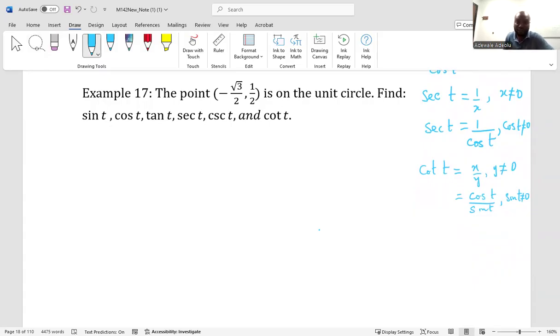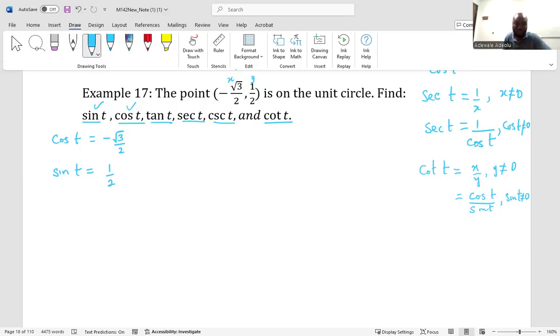The point negative root 3 over 2, comma 1 over 2 is on the unit circle. Find sine of t, cosine of t, tangent of t, secant of t, cosecant of t, and cotangent of t. Let us start. Well, even from here, we know this is x and this is y. Definitely, we know that cosine of that angle is negative root 3 over 2. Done. And we know that sine of that angle is 1 over 2. We've already answered this. As simple as that.